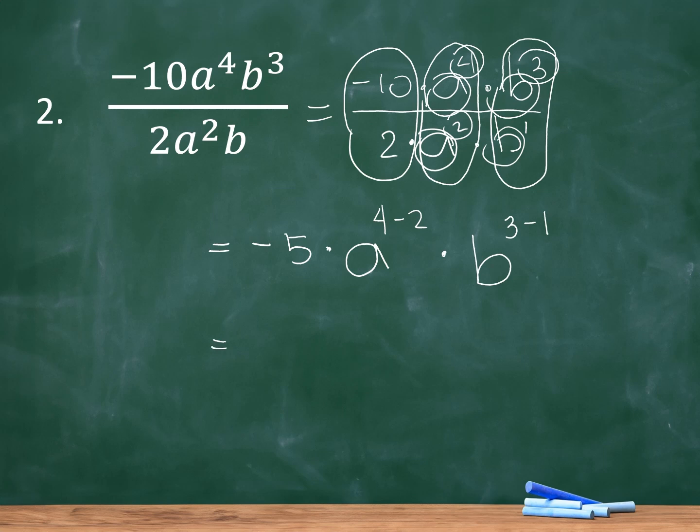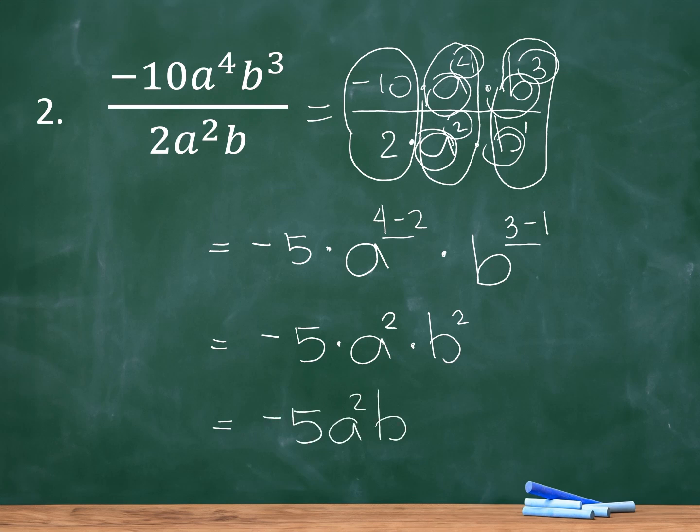Let's continue. Copy negative 5, then times a to the power of 4 minus 2, which is 2, and then times b to the power of 3 minus 1, which is also 2. For our final answer, we have negative 5 a squared b squared. This will be our final answer.